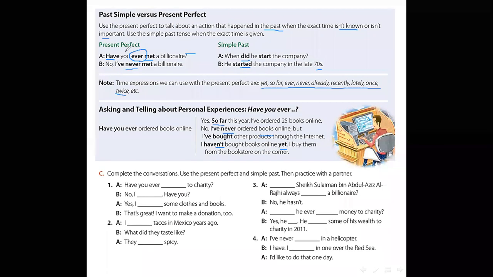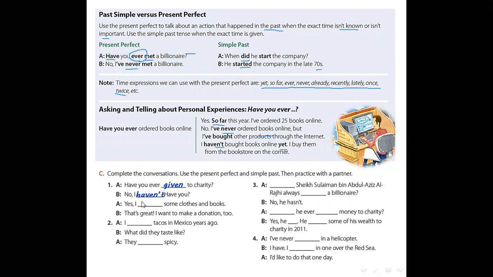Let's answer exercise C. Complete the conversation. Use the present perfect and simple past. Then practice with a partner. Number 1. Have you ever given to charity? Do you notice have and ever? Excellent. So we will use the past participle of the verb. Give is given. Excellent. Given. No. What about the answer? We will make a cross, and no, so we will say haven't. Excellent. Very good. No, I haven't.